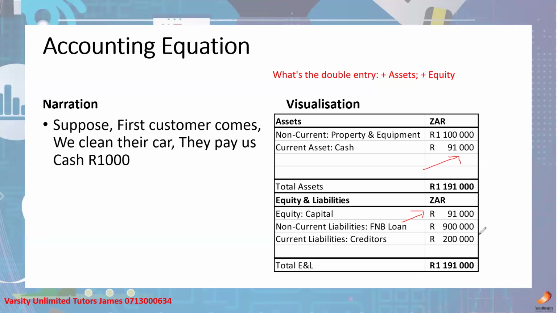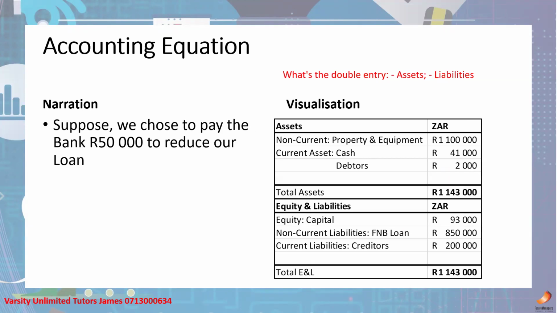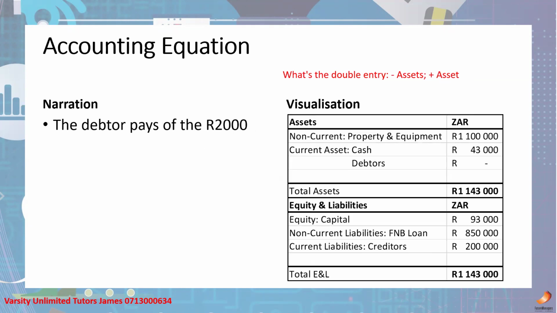So it goes on and on, right? You are always affecting something as the business is operating on a day-to-day basis. There is something about the business that is going to be affected. You can see here an example. Suppose you choose to pay the bank 50,000, right? Remember, you owe the bank 900. Now you want to pay them 50,000. What are you going to do? You're going to use cash to pay the bank, right? So which means your cash is going to be reduced, but also your non-current liabilities are going to be reduced.